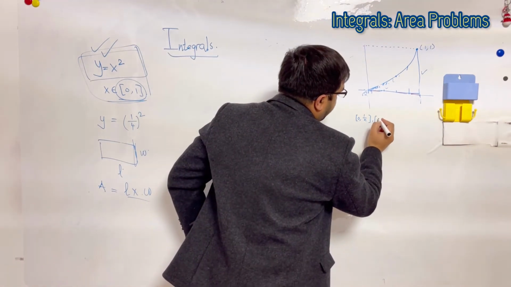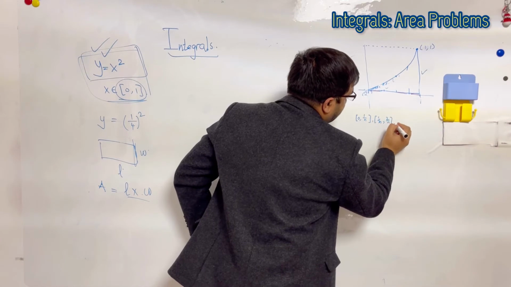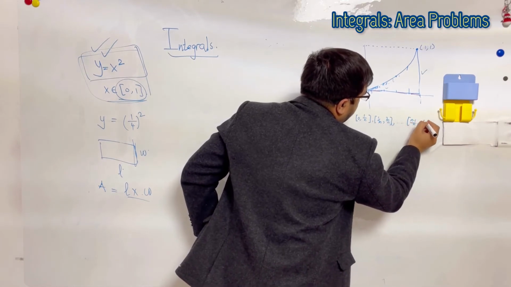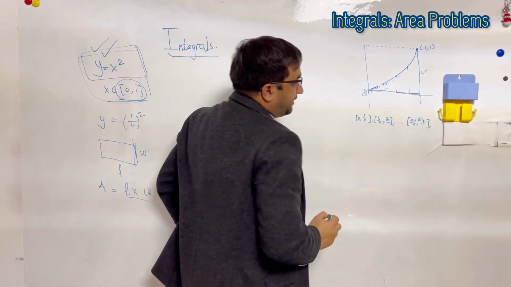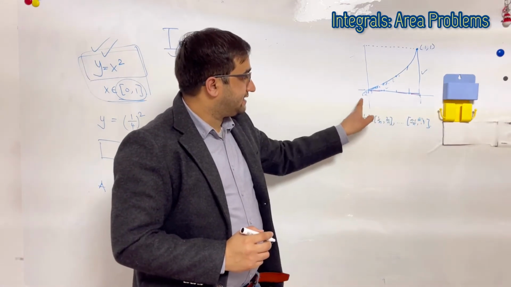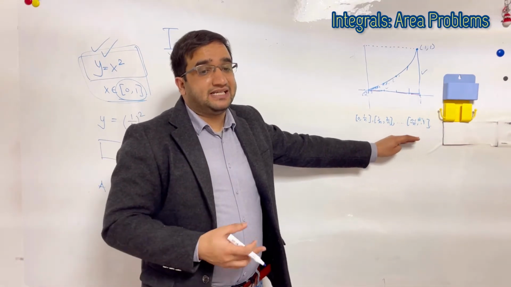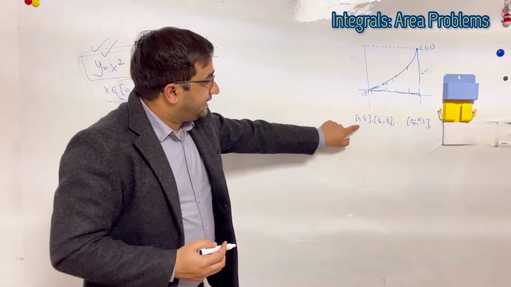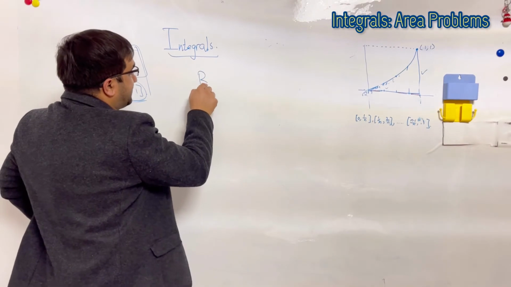Then the second one will be from 1 by n to 2 by n, and so on up to n minus 1 by n to n by n, and n by n means 1. So you can only go between 0 and 1. That is, 1 is the final. But actually you are dividing it into infinitely many, and I'm saying that suppose that is n. So now I'm again going to consider the right end points.